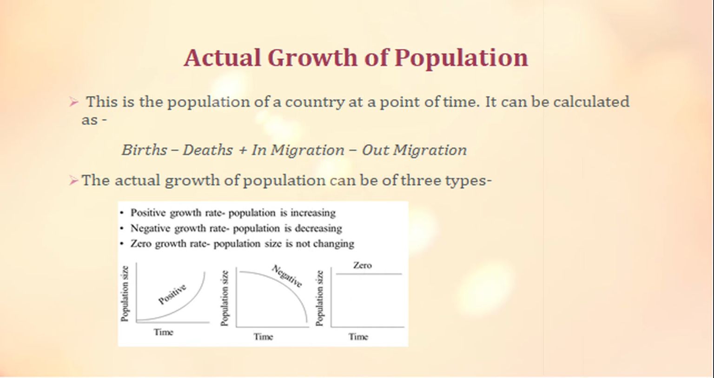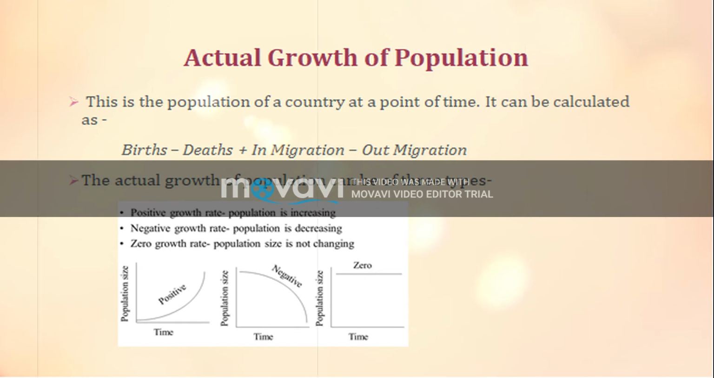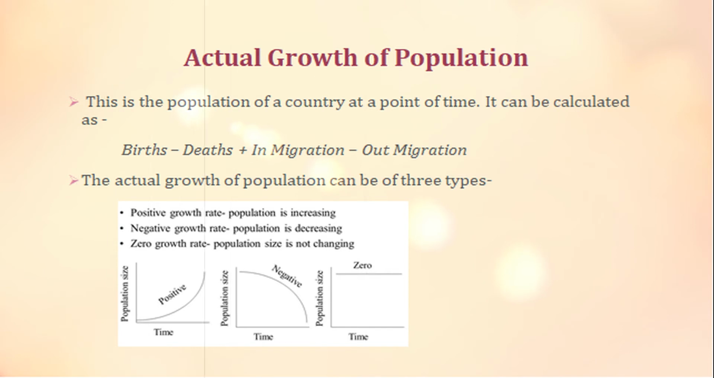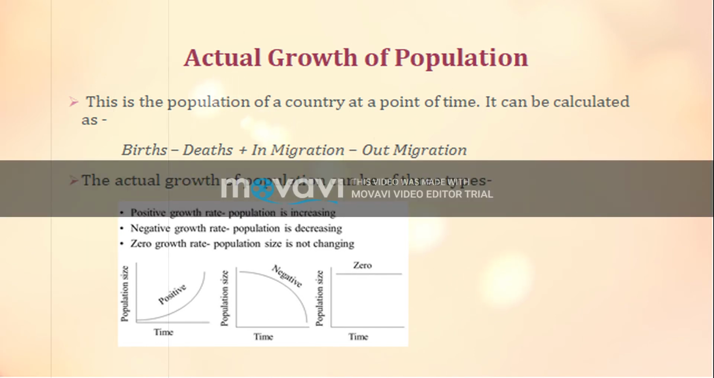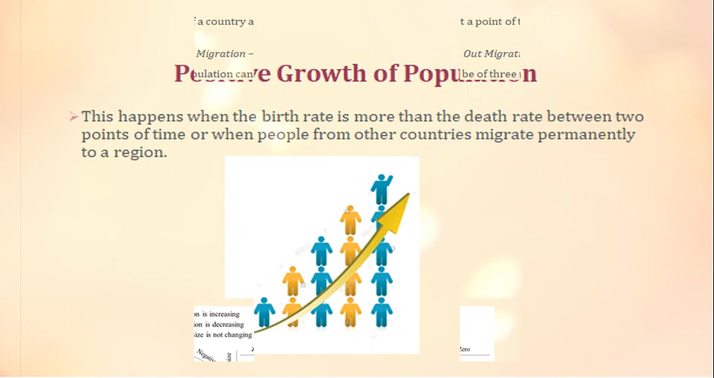Positive growth rate occurs when births and in-migration are more than deaths and out-migration. Negative population growth occurs when death rate and out-migration are more than birth rate and in-migration. A zero growth rate occurs when all the factors of actual growth of population are almost equal, meaning to say that birth rate is equal to death rate and in-migration is equal to out-migration. Hence, in such a situation, a zero growth rate of population occurs.